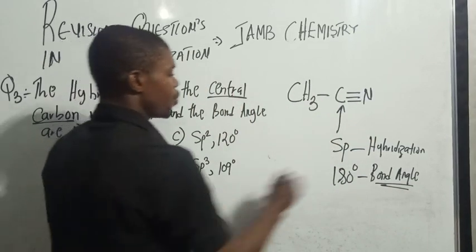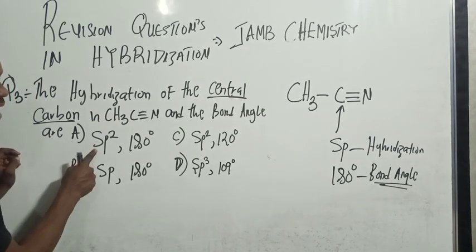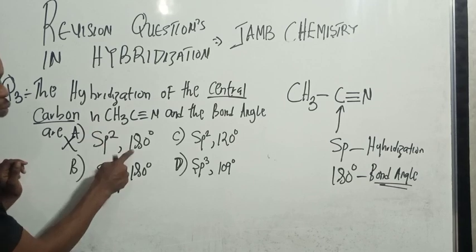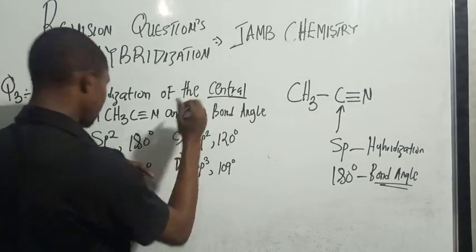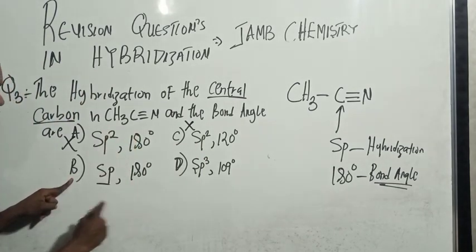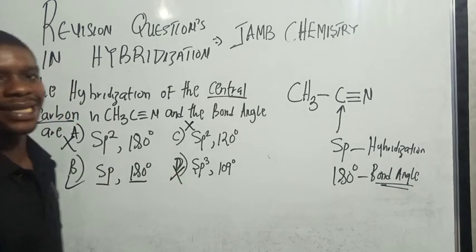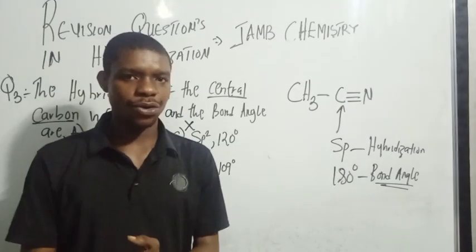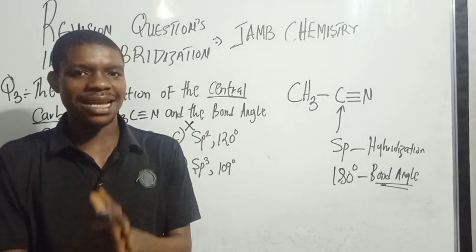So from here, you can now start looking at the options. Is this the answer? Of course, this is not the answer, because here I have sp2 and 180. Is this the answer? This is not the answer. Is this the answer? Of course, this is the answer because it's sp and 180. This is wrong. So you see how easy it is to identify the bond angle and the type of hybrid orbital that exists there.